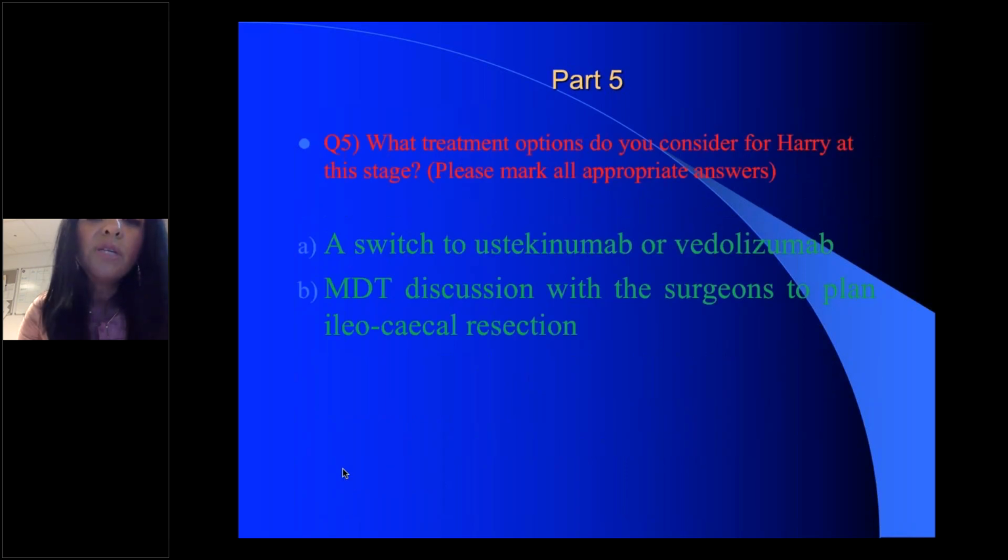So here, what treatment options do you consider for Harry at this stage? Would you A, switch to Uster or Vedo? Would you have an MDT discussion with the surgeons to plan for a resection? I've given you a clue here. I've put mark all appropriate answers.